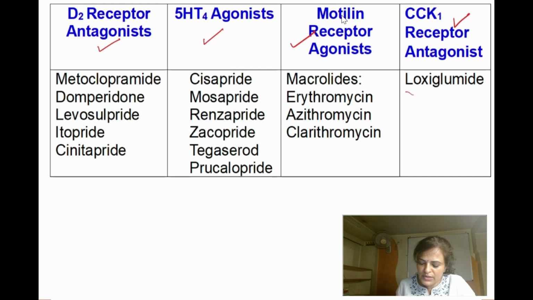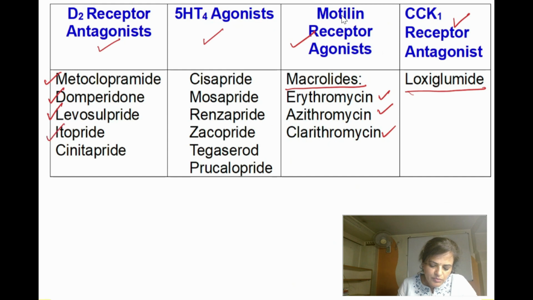So the cholecystokinin antagonist is loxiglumide. Already I have told how this is going to act. Under motilin agonists come various macrolides like erythromycin, azithromycin and clarithromycin. This also I have told you. Now coming to the first one, D2 receptor antagonist. In that come metoclopramide, domperidone, levosulpiride, itopride and cisapride. I will be covering in today's video these three drugs.